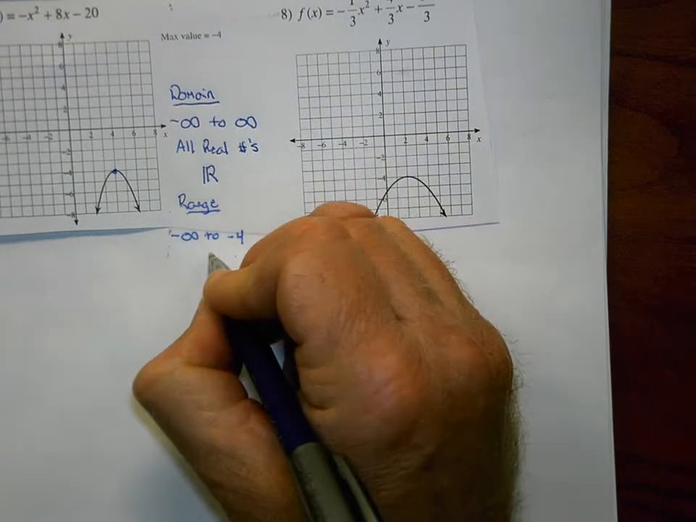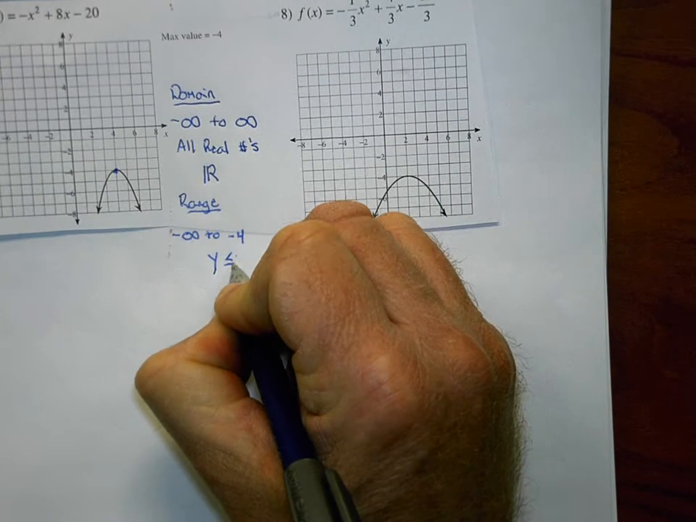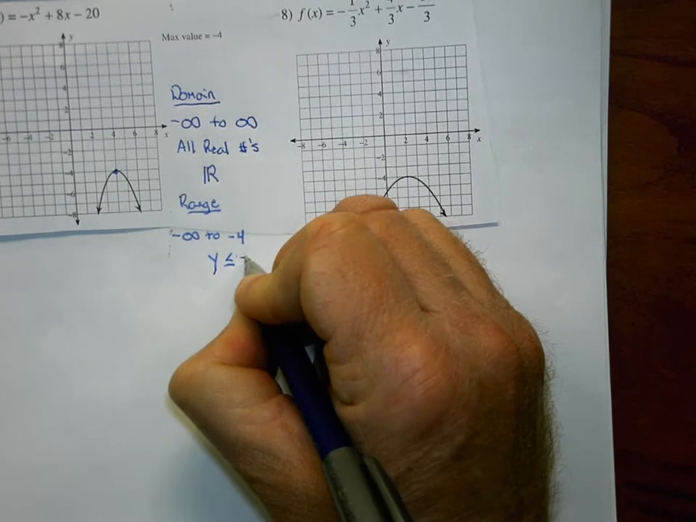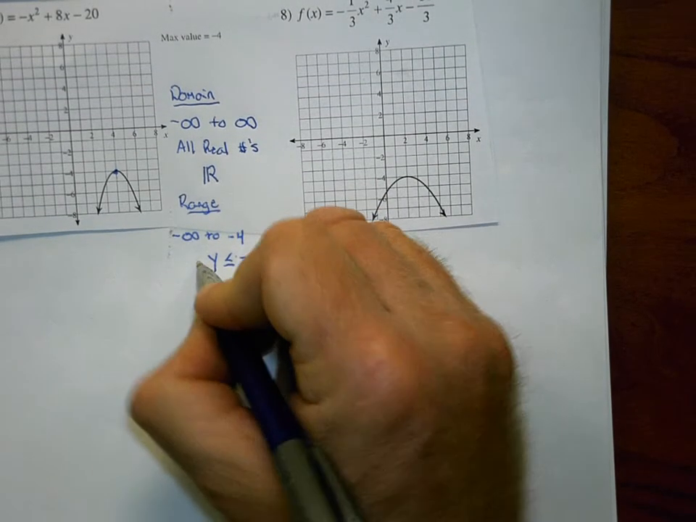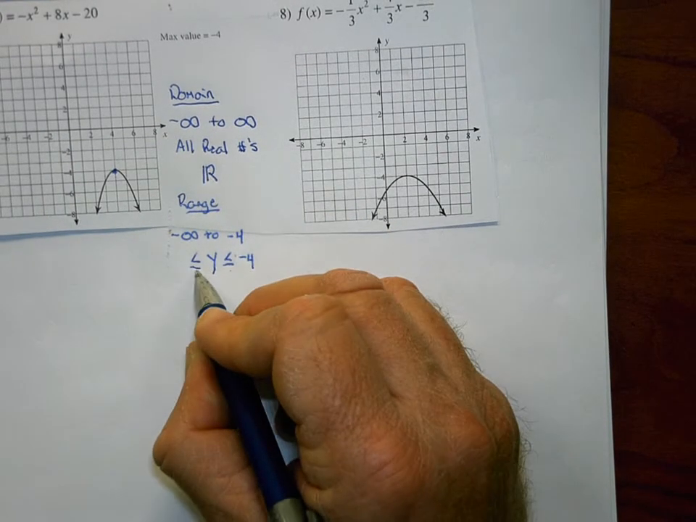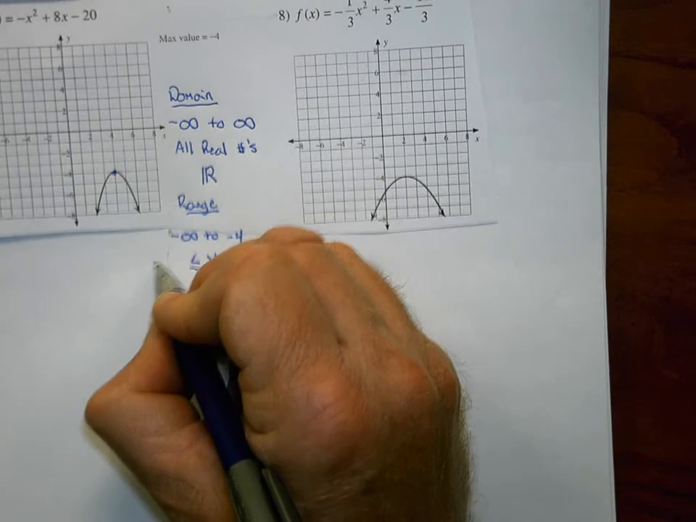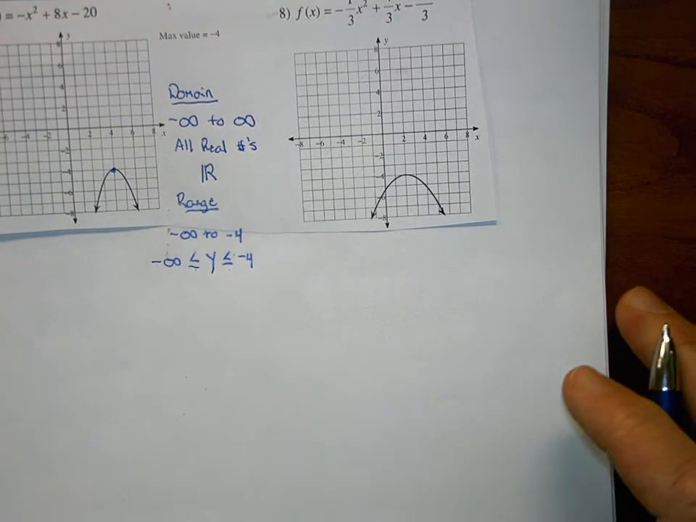Now I need to write that the college way. So I put the letter y. I put the inequality less than or equal to. I write -4. Then I go to the left of the y and I put that same inequality symbol, the same exact one, facing the same direction, and then I put negative infinity there. Okay? So we have that.